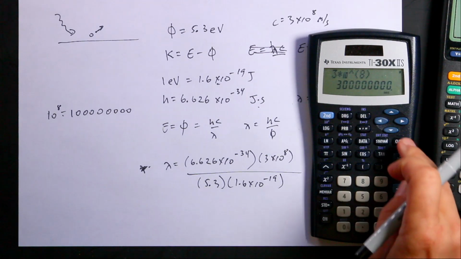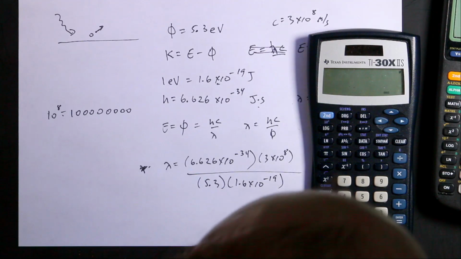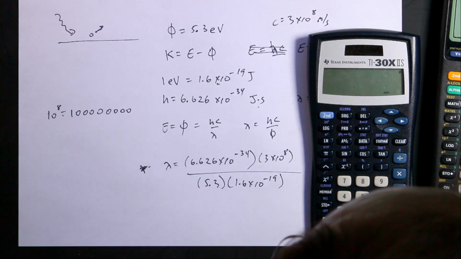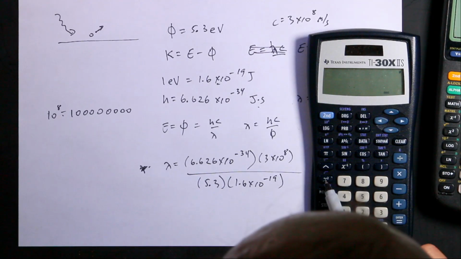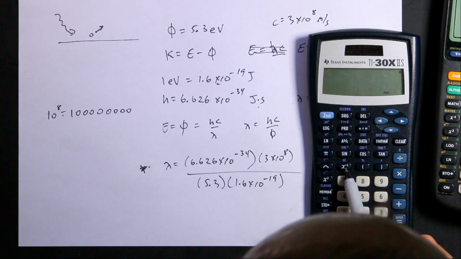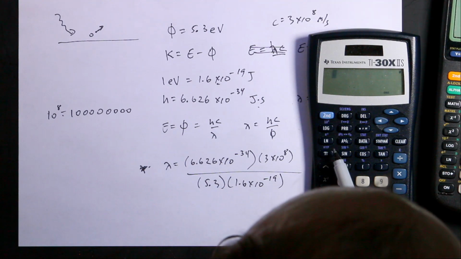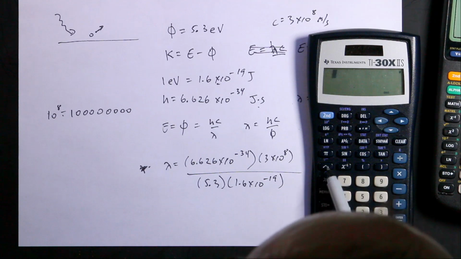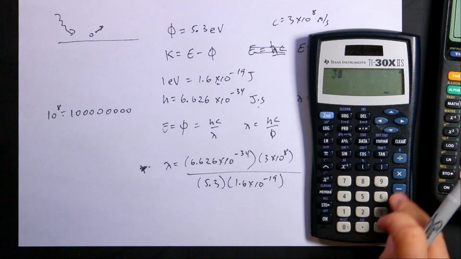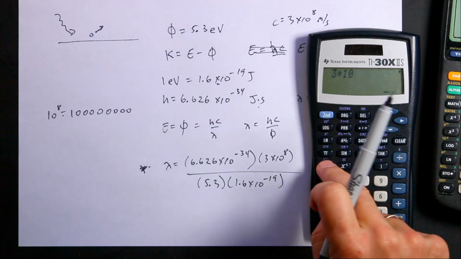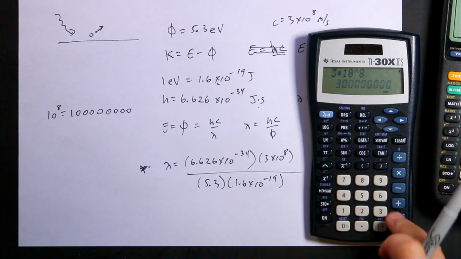Okay, that's good. Now there isn't a raise to the power button. Why can't I see that? X to the 2, x to the negative 1. I want x to the n. Oh, there it is. That's what I want. So 3 times 10 hat 8 equals. I get the same thing.